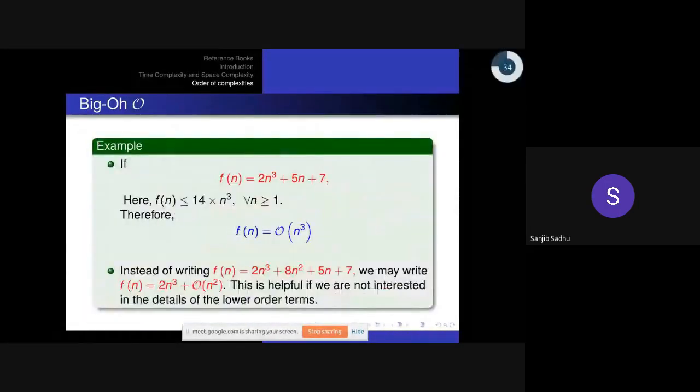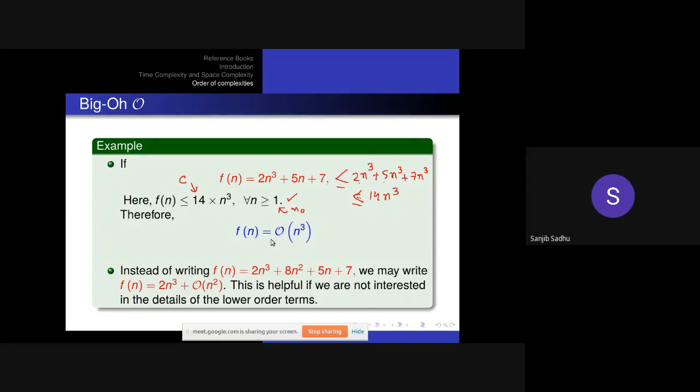Now, fn is, as an example, 2n cube plus 5n plus 7. Can I write this as less than or equal to 2n cube plus 5n cube plus 7n cube? That means 2 plus 5 plus 7, which is 14, so 14 n cube. This expression is less than or equal to 14 n cube for all values of n greater than or equal to 1. Clear? So here this is c and this is the value of n naught.